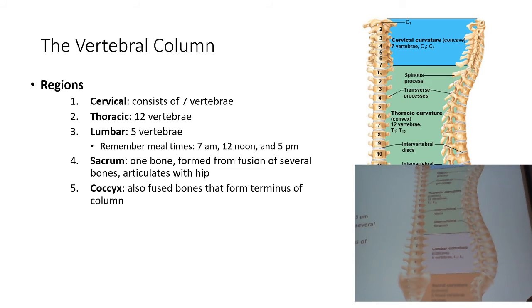If you're interested in remembering these, my helpful mnemonic is meal times. You want to eat breakfast at 7, the first one, lunch at about noon, there's 12 here, and then supper about 5. Maybe that's not when you eat, but the number's there. The sacrum's just one bone. They've been fused together. The coccyx also has a bunch fused together.